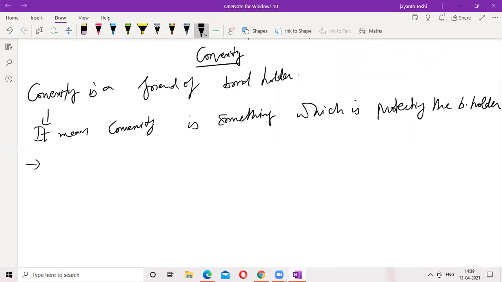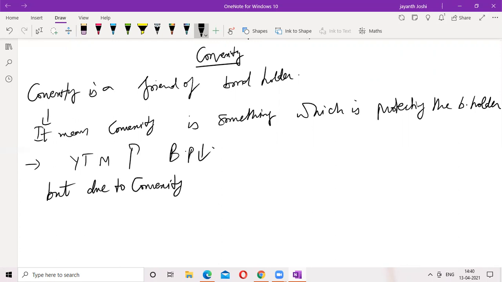So what happens when the yield to maturity increases? That time the bond price decreases. Definitely the bond price decreases, but due to convexity, it would decrease less. That we have seen already. When yield to maturity increases, the bond price decreases, but at a decreasing rate, it would decrease less. So when the yield in the market decreases, bond price will increase. Because of convexity, the bond price will increase more.